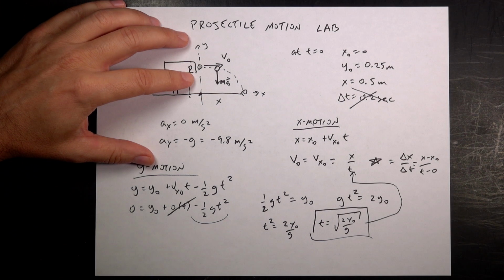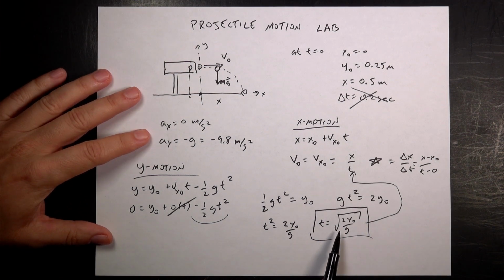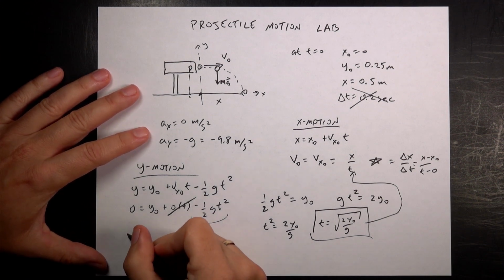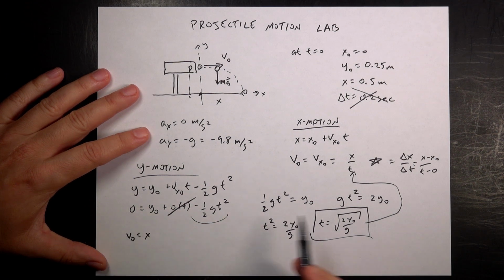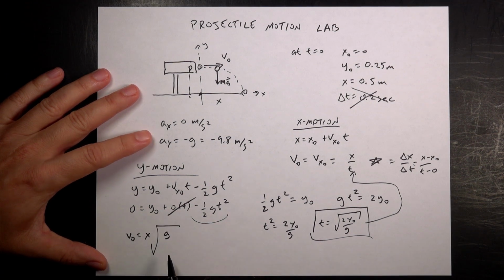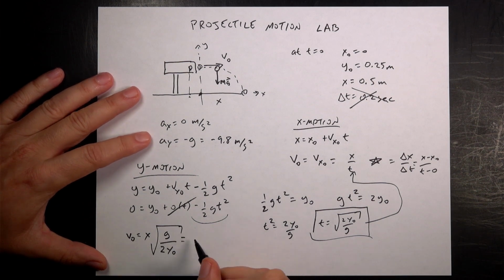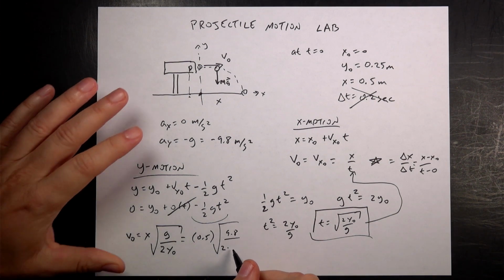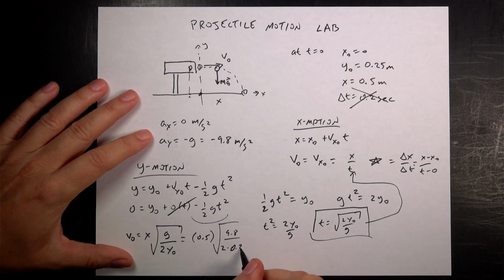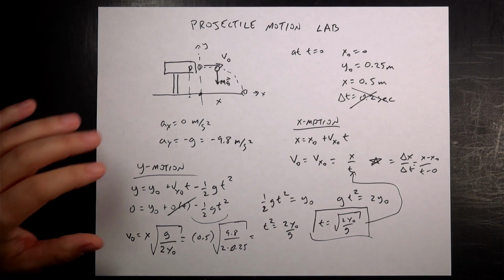Okay, so let's go ahead and put in our values. You could calculate the time and then put that in, but I'm going to put it all in at once. I'm going to say v0 equals x, which I measured, divided by this, so it's going to be divided by the square root of 2y0 over g. So let's put in our values. I get an x distance of 0.5. I'm going to leave off the units. Square root of 9.8, that's positive 9.8, divided by 2 times 0.25. And my calculator.